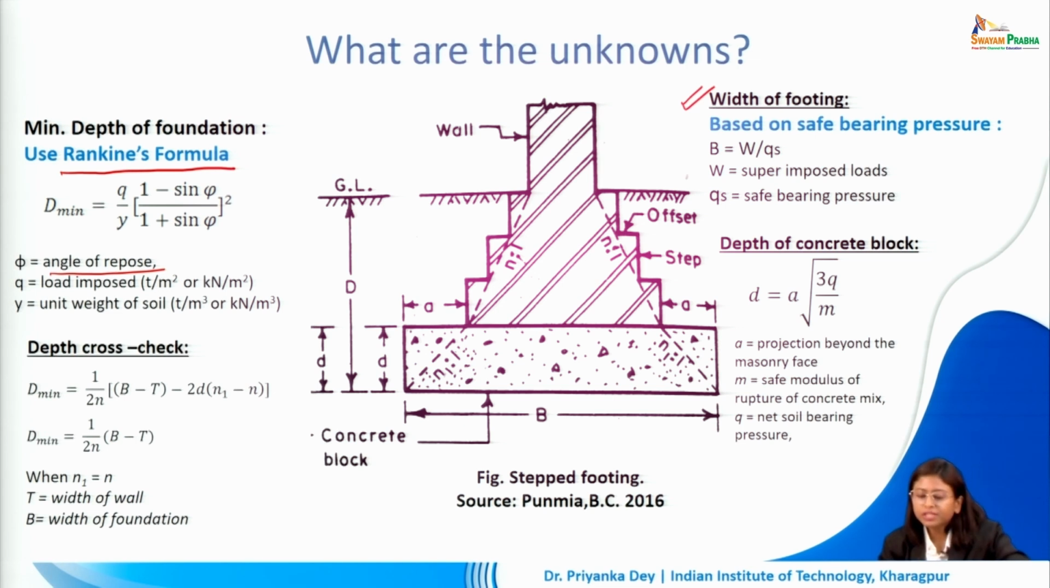Now the width of the footing will be based on the safe bearing pressure of the soil and also on the superimposed loads. So the base will be equal to W by qs, where W is the superimposed load and qs is the safe bearing pressure of the soil. Now once we know the depth as well as the width of the foundation, we have to start designing the foundation itself. So the first thing we need to know then is the base.